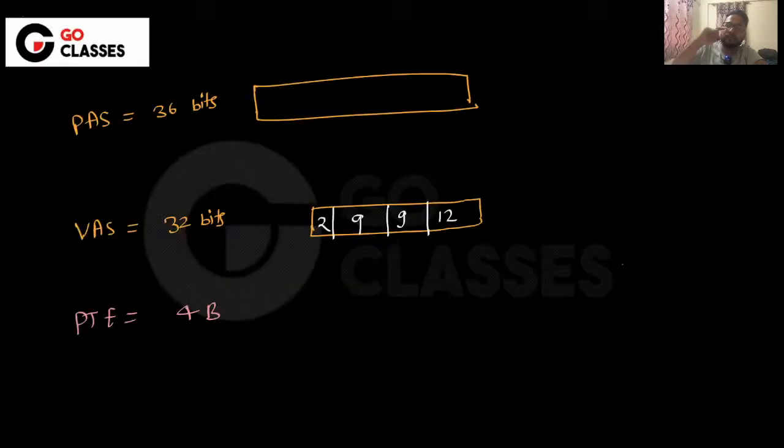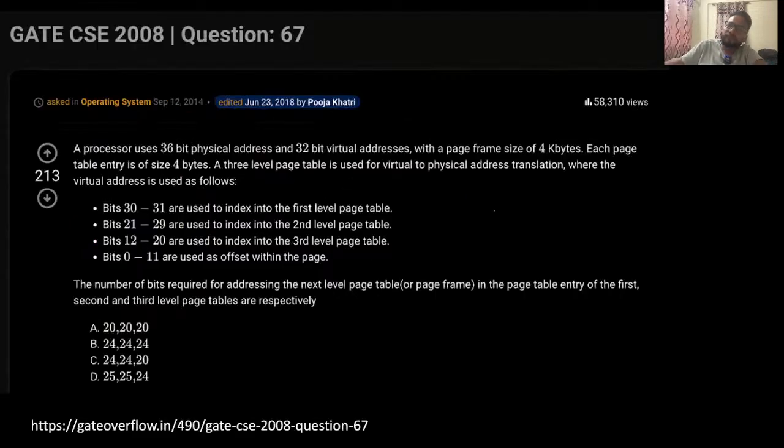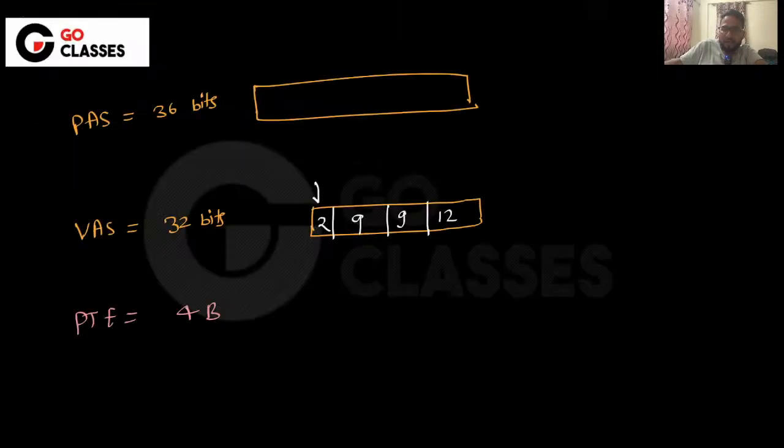As I said many times, the address split has to be given to you. If it is not given, then there must be some hint to calculate it. You cannot guess it, obviously. Now what they are asking is a very simple question: the number of bits required for addressing the next level page table in the page table entry of the first level. This is not very standard, so they have to tell which is the first, which is the second, which is the third.